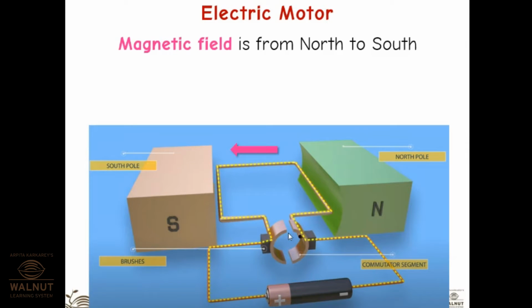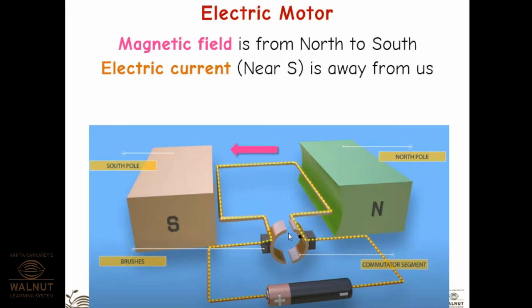color one arrow. Electric current near the south pole is always away from us. How is it away from us? You can see this particular cell. The current will flow from positive to negative. This is how it will flow. When it goes to this point, it will move away from us when it is near the south pole. It will go in this direction, where I am showing the arrow cursor. Okay, we can switch the magnets.